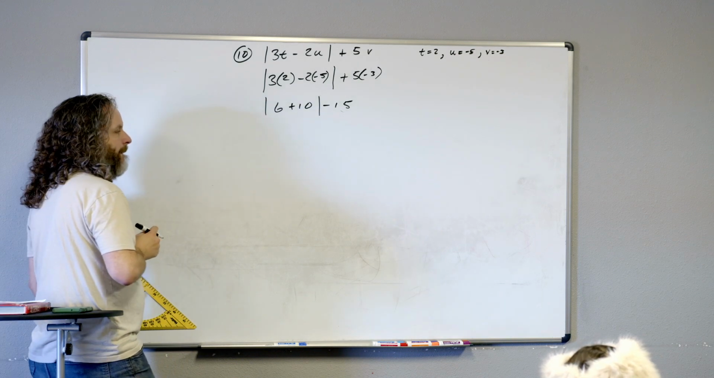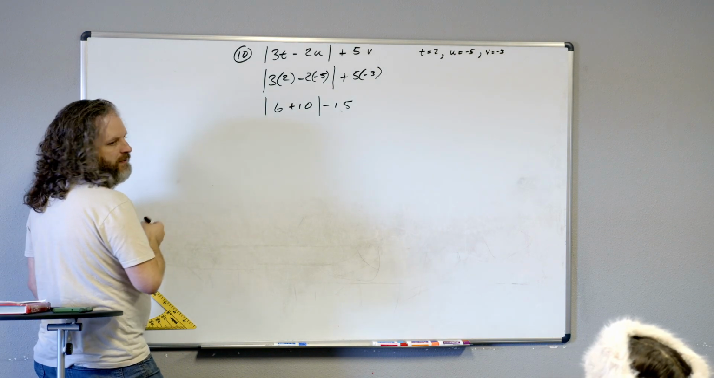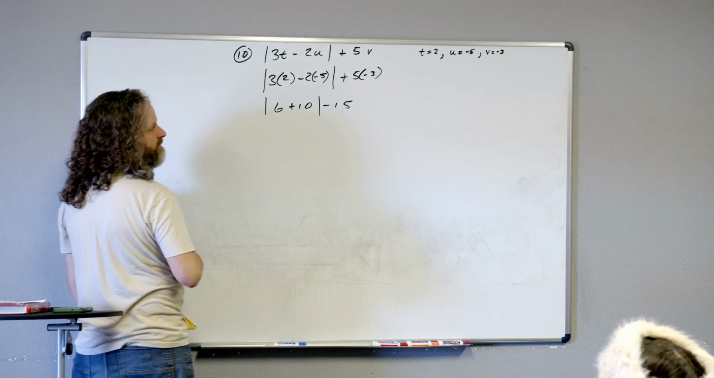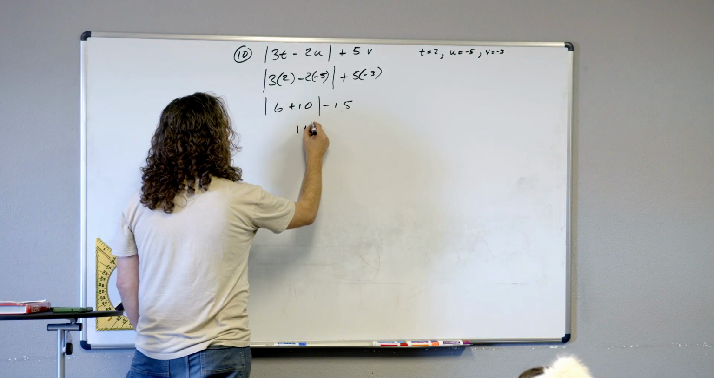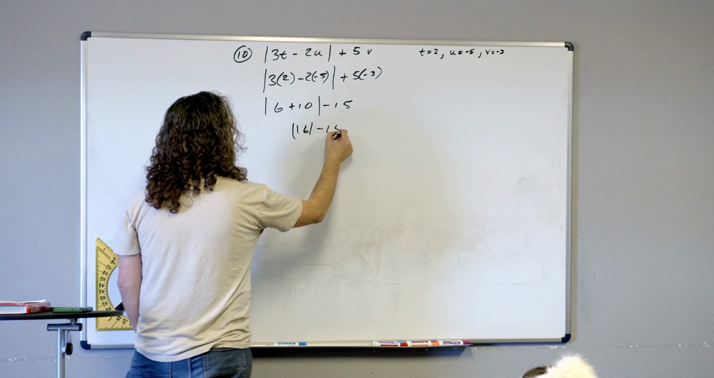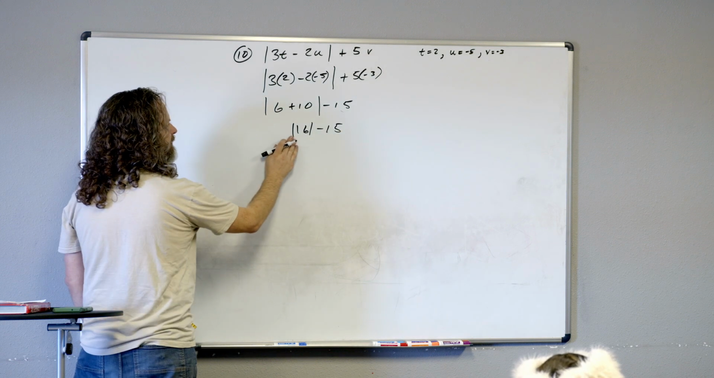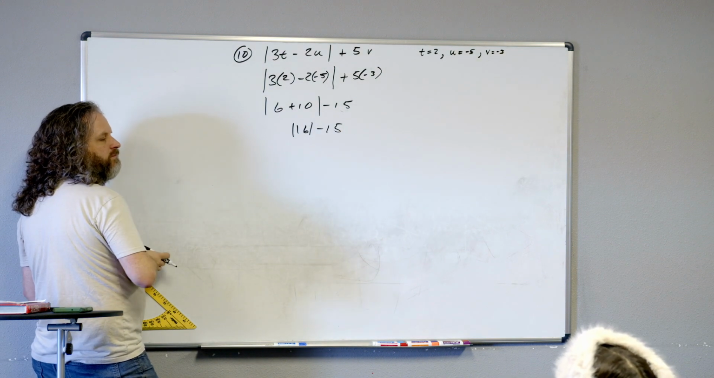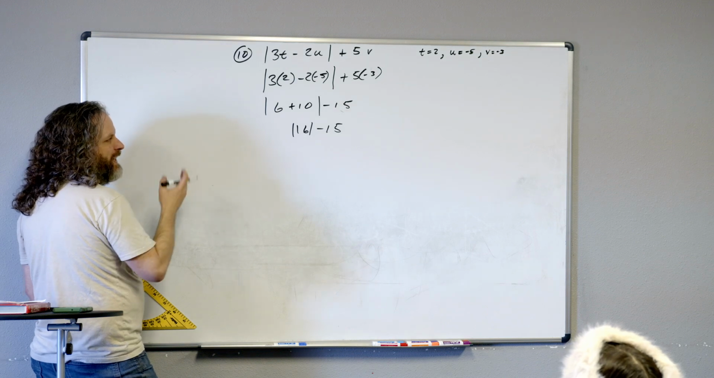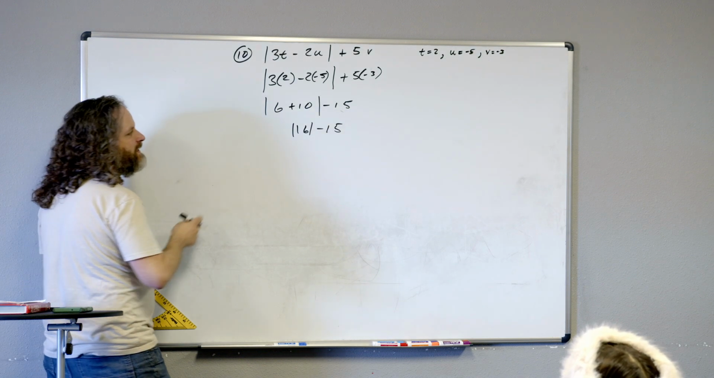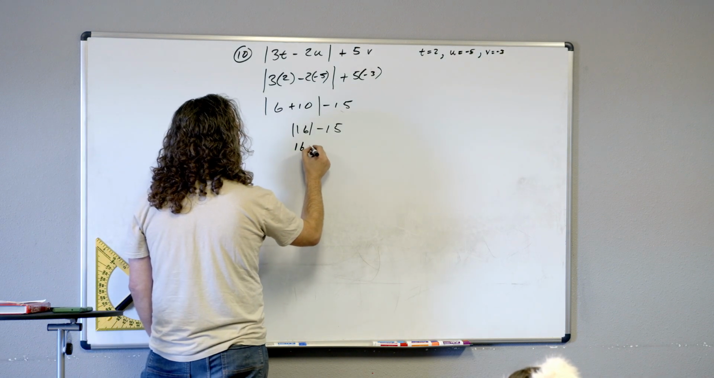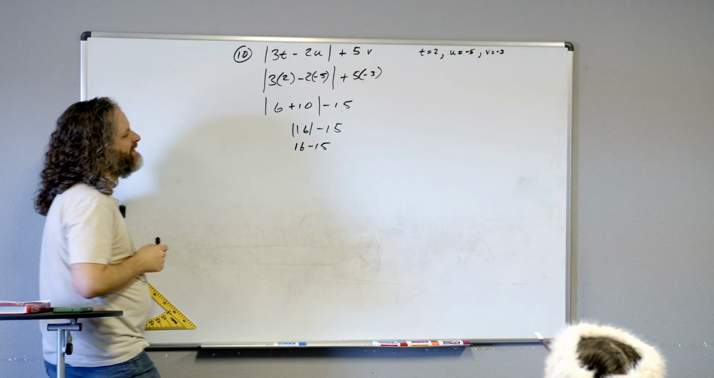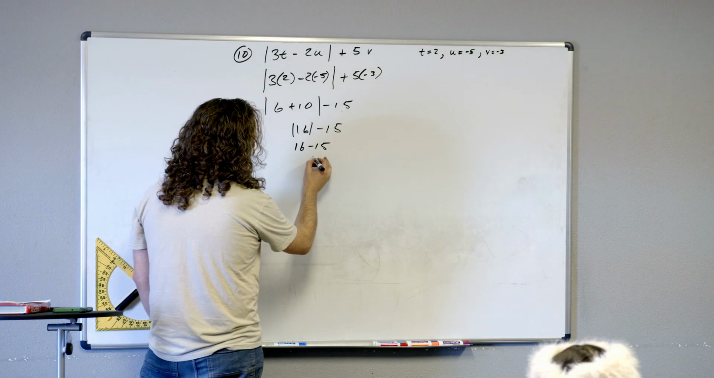Now what would we do? Absolute value. Well, what's inside the absolute value? Is that what you mean? Yeah. So what's 6 plus 10? 16. Now what would we do? What's the absolute value of 16? 16. Now what would we do? Which would give us 1.